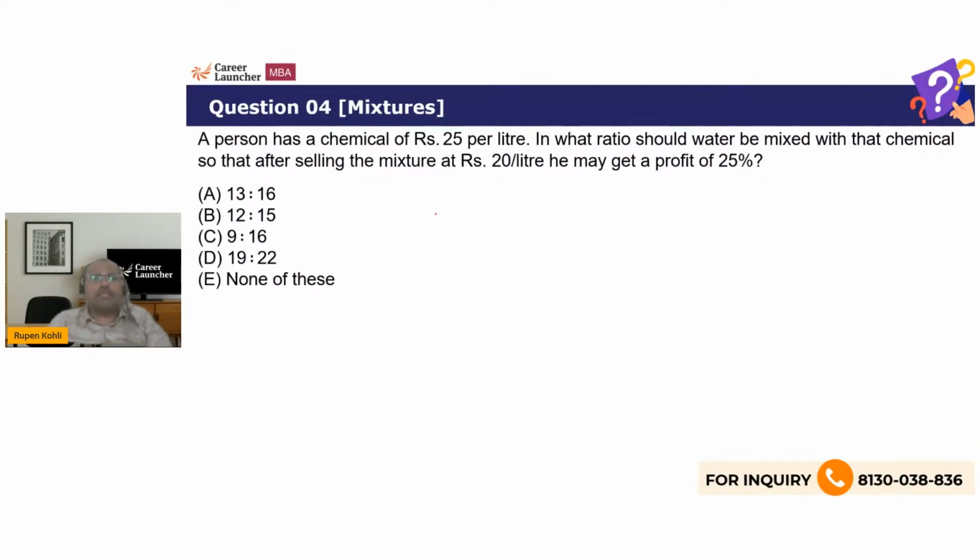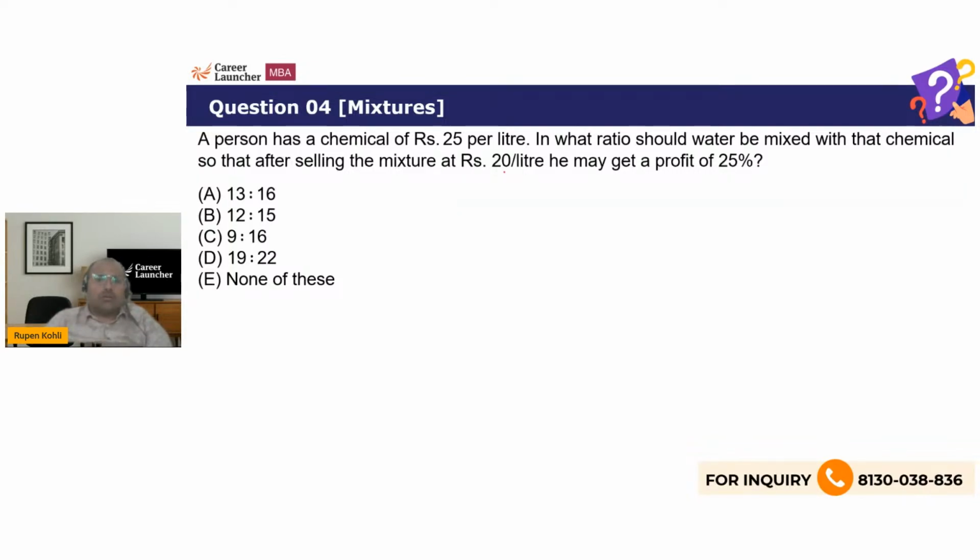Let's go to the next one, mixtures. This is a very typical question on mixtures that has been asked many times in all the exams that you see. A person has a chemical at 25 rupees per liter, which is the cost basically. In what ratio should water be mixed with that chemical so that after selling at rupees 20 per liter he may get a profit of 25%? In all these questions, water is always assumed to be free by default, even if not mentioned, right?